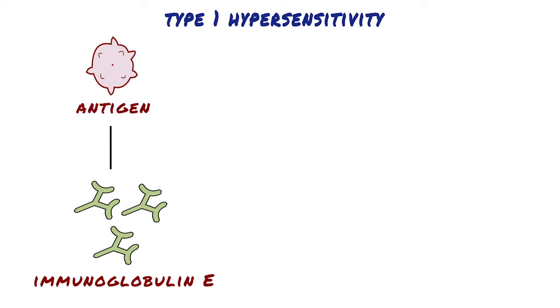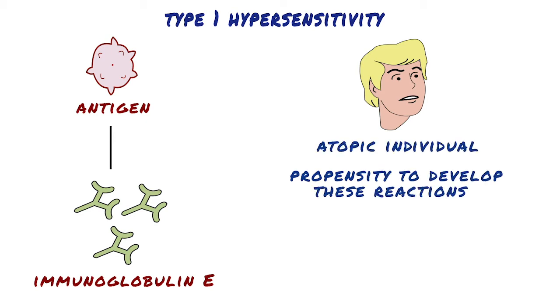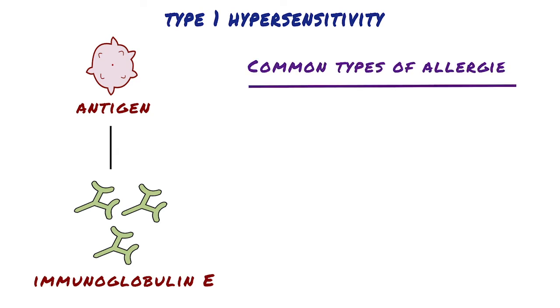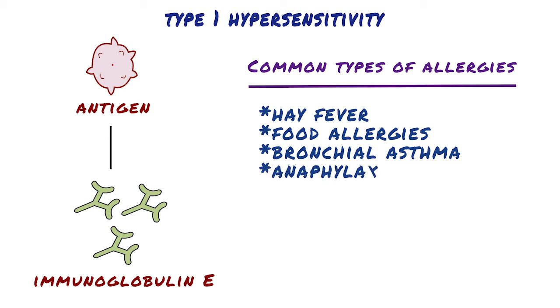Disorders in which immunoglobulin E mediated immediate hypersensitivity is prominent are also called allergy, and individuals with a propensity to develop these reactions are said to be atopic. Immediate hypersensitivity may affect various tissues and may be of varying severity in different individuals. Common types of allergies include hay fever, food allergies, bronchial asthma, and anaphylaxis.